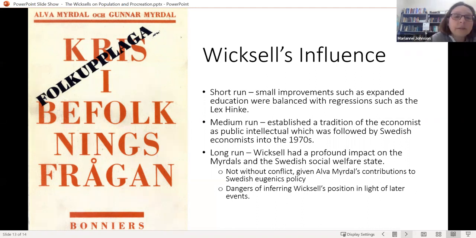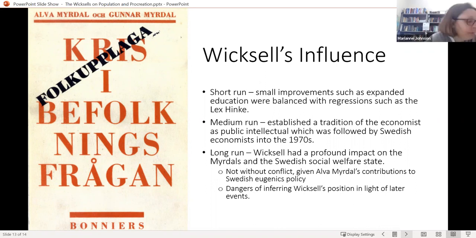In the medium run, Wicksell established a long tradition of the economist as public intellectual in Sweden. In his later years, as society moved toward his positions and he became less radical, he held the role of an elder statesman on issues of taxation, monetary policy, and the economic implications of war. But also on population. The next generation, Cassel, Ohlin, Myrdal, Lindahl, they all followed in Wicksell's footsteps in terms of their contribution to the public economic debate.